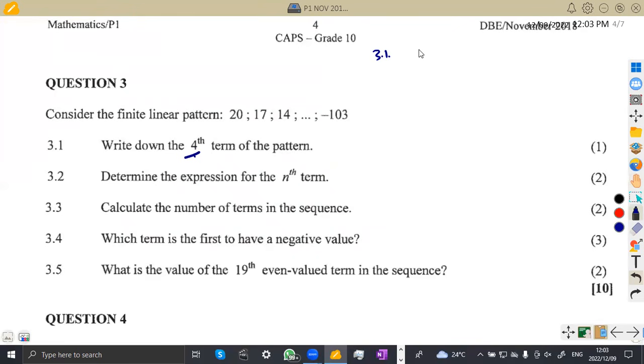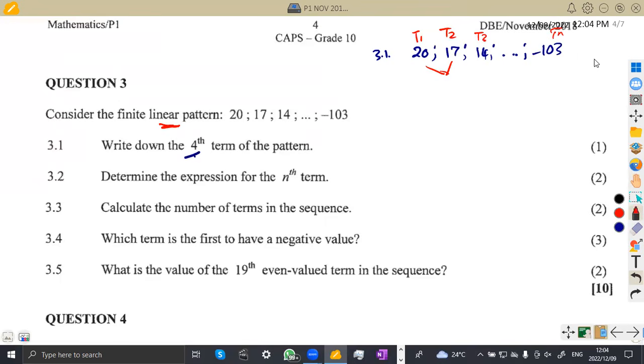So from these numbers that we have, we've got 20, we've got 17, we've got 14, and so on and so on, up to negative 1 or 3. So what you need is to check if this is linear. We already told it's linear, so we are supposed to check for the differences between the terms, that is your T1, your T2, your T3, and so on, up to the last term, which is our Tn. We do not know the last term.